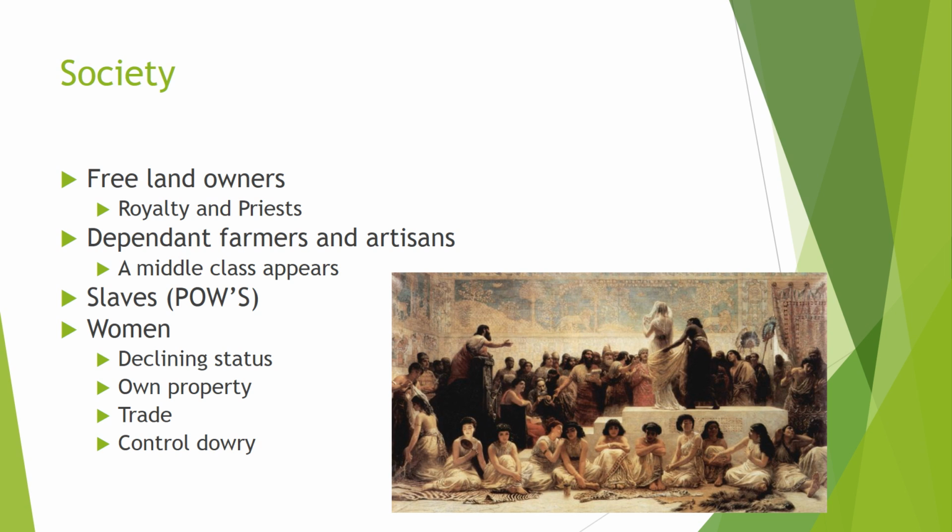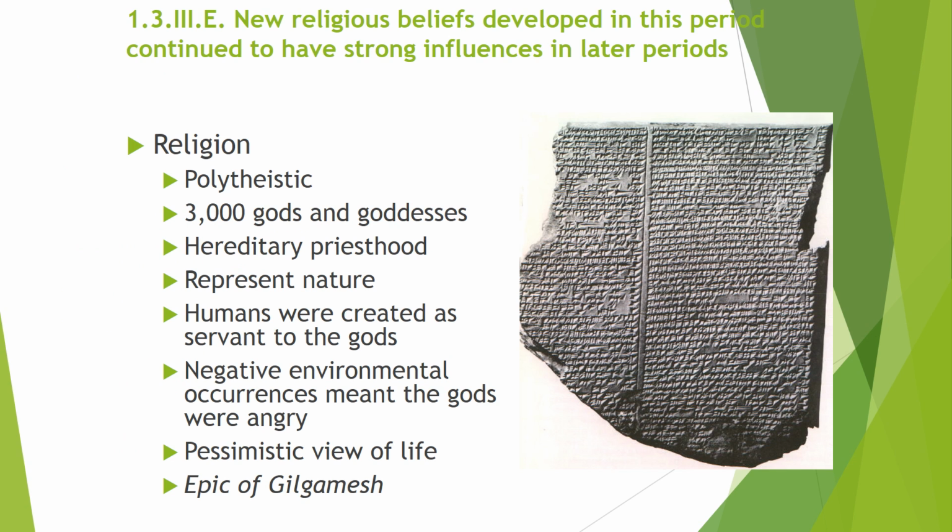And look at women, declining status. So if you had to look at a comparison between Egypt and Mesopotamia, hopefully you can see Egypt typically more positive towards women, Mesopotamia typically more low towards women, declining status. They can own property, and they can trade, and they can control the dowry, but sometimes those things are different than the Egyptian world, sometimes they're not. So look at that.